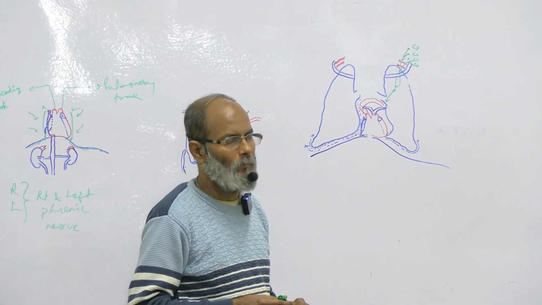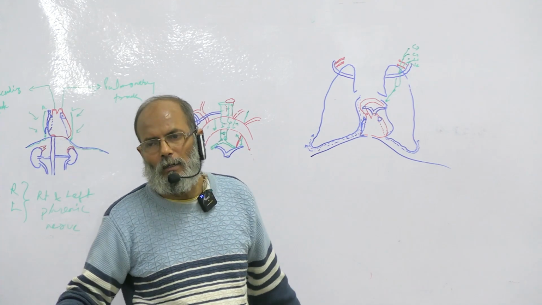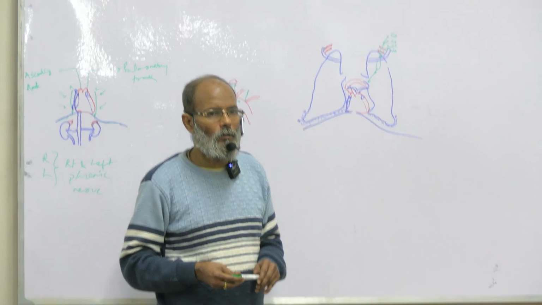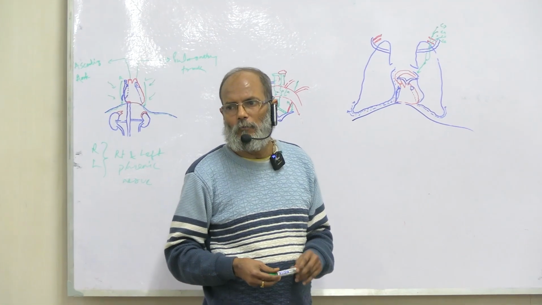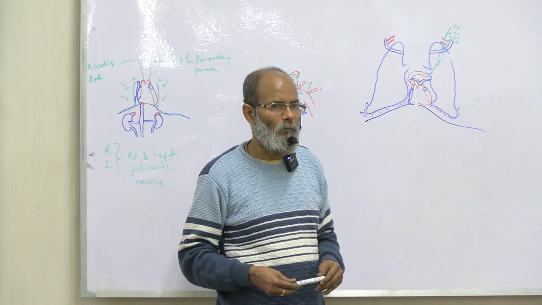Why? Why does the nerve that supplies the diaphragm come from the cervical region, that is C3, C4 and C5? Why is it coming from the cervical region?